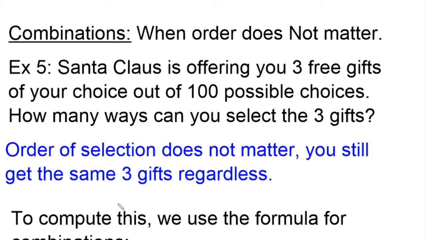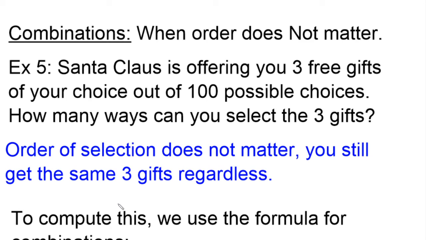Combinations. Combinations are selecting an arrangement of objects where the order does not matter. Here is a nice example. Santa Claus, the generous guy he is, is offering you 3 free gifts of your choice out of 100 possible choices. How many ways can you select the 3 gifts? So how many different 3-gift combinations can you create?